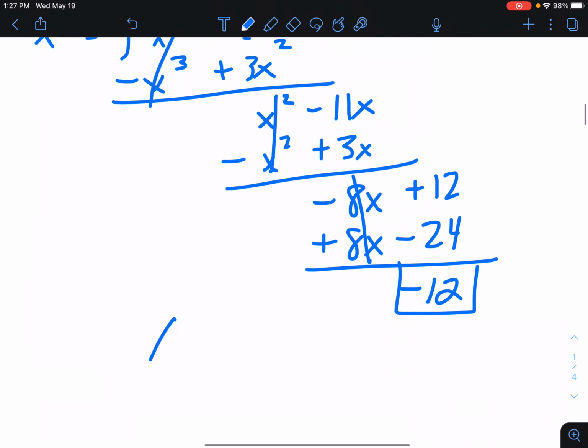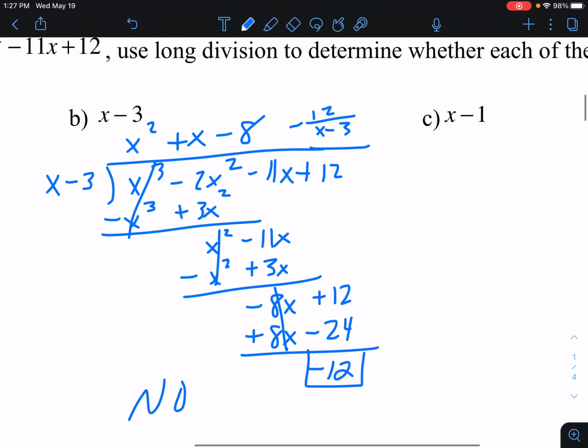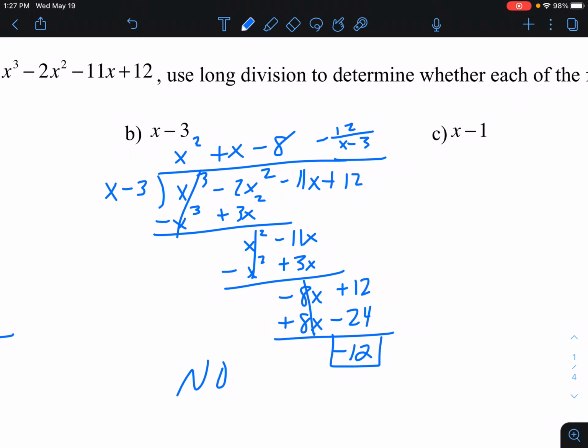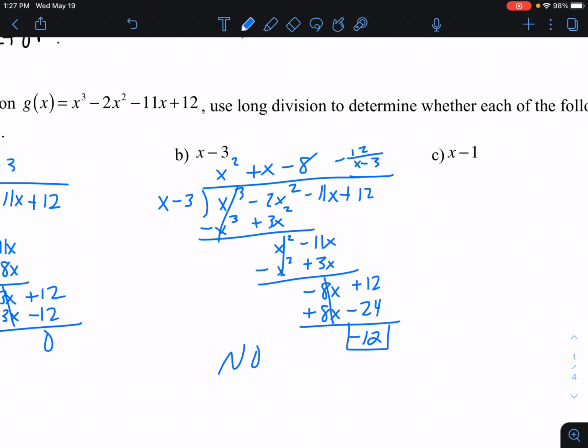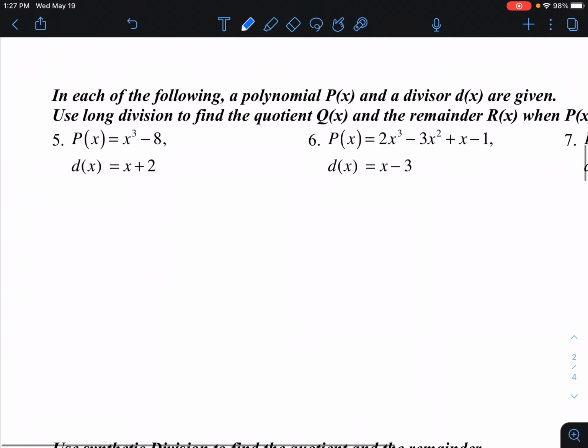So we're going to put no. X minus 3 is not a factor because it has a remainder. X minus 1 we don't really need to go over. I did five of the same things by now.